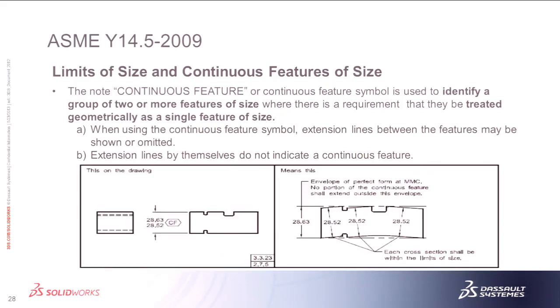And one last example, it doesn't have to be regular. Here we've got maybe a slot cut out for an O-ring or something like that, and then we have another notch in it. The continuous feature applies to every one of the surfaces, full length and width.